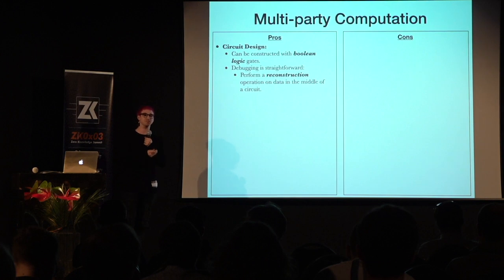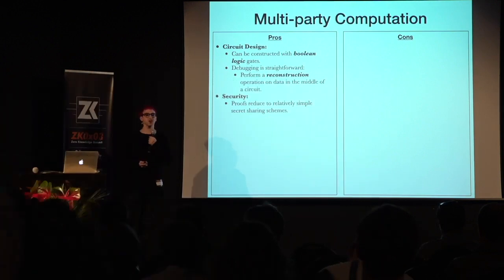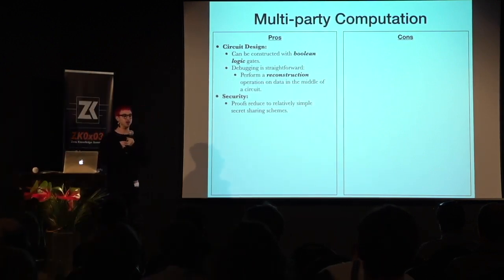You can just pretty much say, give me this value, and reconstruct it, and you can get that information. The proofs reduce to relatively simple secret sharing schemes. The proofs for those are, I'd say, relatively simple. Mathematically, they make more sense than, say, something very complex.